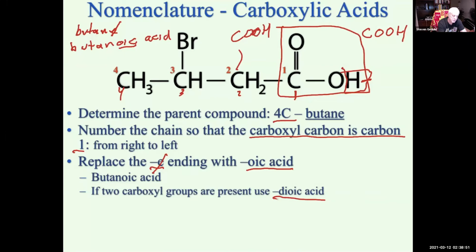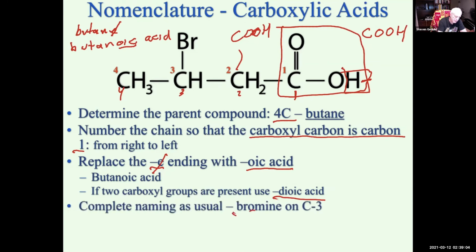So you can only have 2 on the main chain, because there's no other way to do it. So you can only have up to a dioic acid. And then there's a bromine on number 3. So I put the name all together. It is 3-bromobutanoic acid.